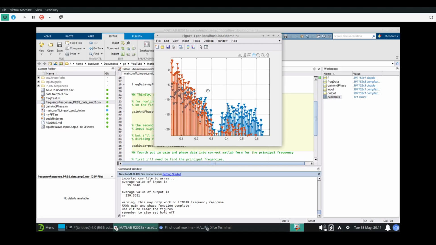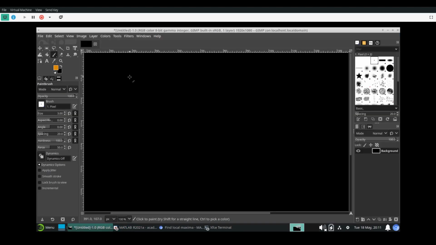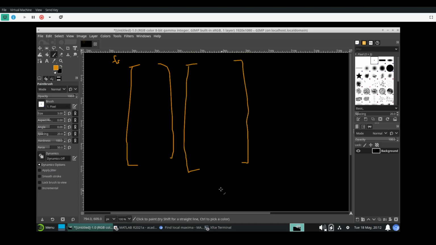All right, so picture this. There's the time domain data, and in the Fourier transform it looks like this. And what we want at the end of the day for frequency response data is a group of vectors. First one is frequencies. Then you'll have a complex gain here.